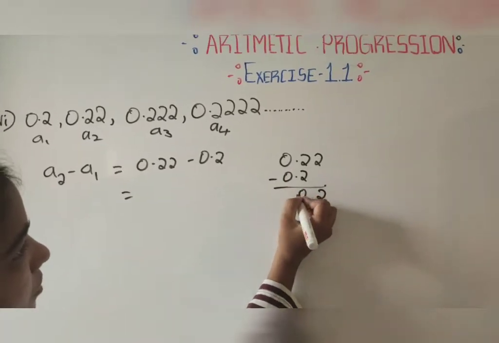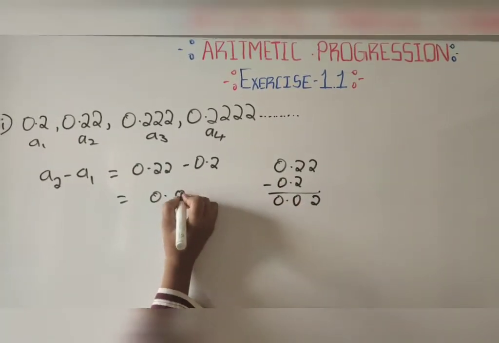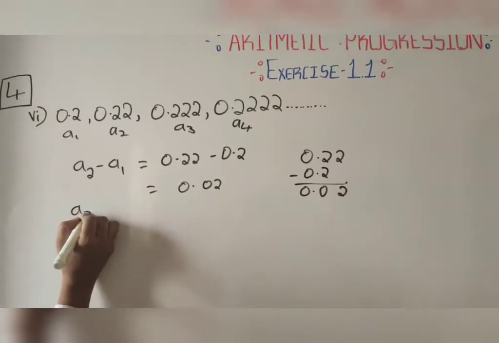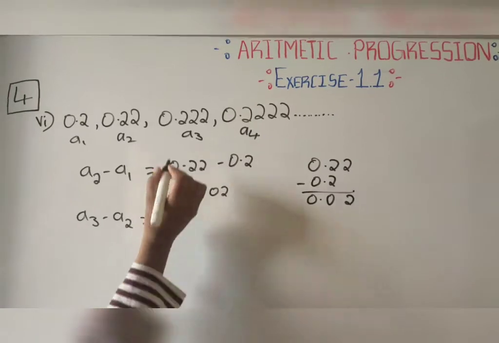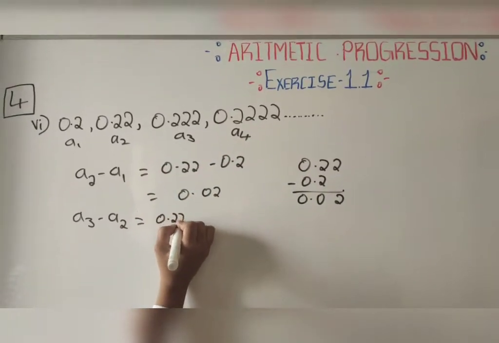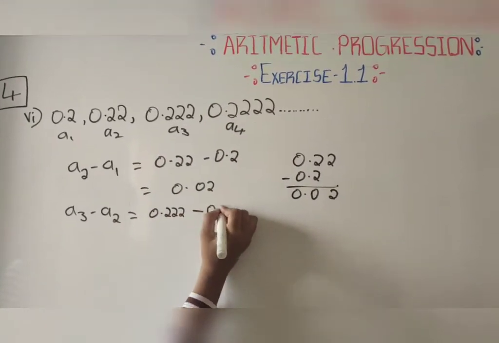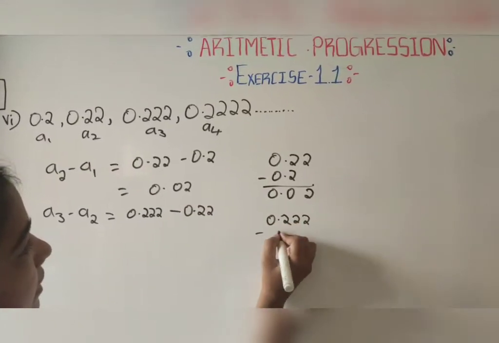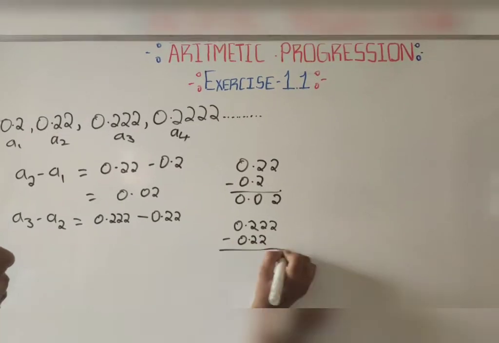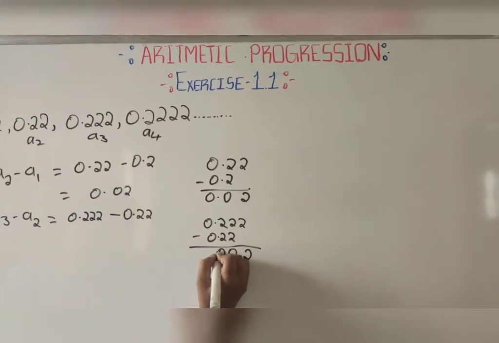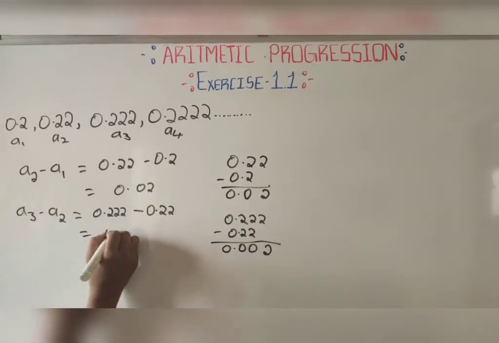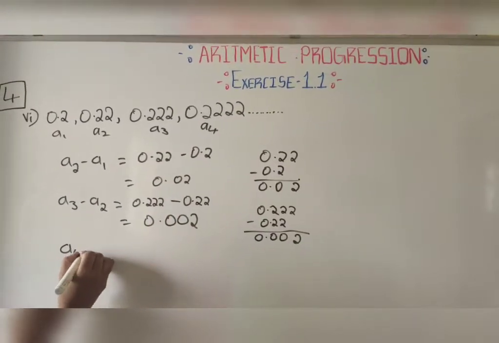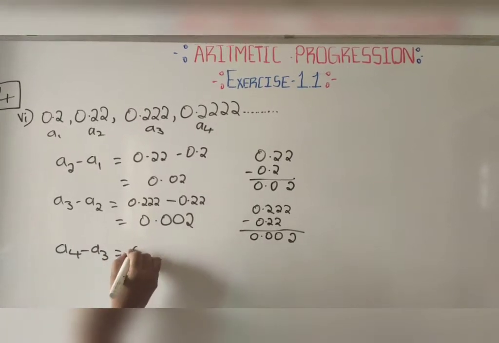2 minus 2, 0. So you are getting 0.02. Now we will check for A3 minus A2. A3 is what here? 0.222 minus 0.22. We will subtract here, 2 minus 2, 0, 0.0. We are getting 0.002. Again we will check for A4 minus A3.